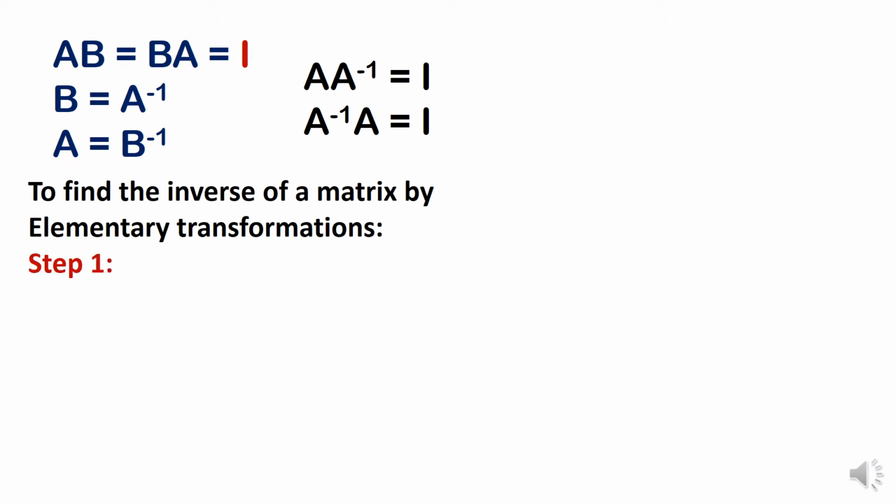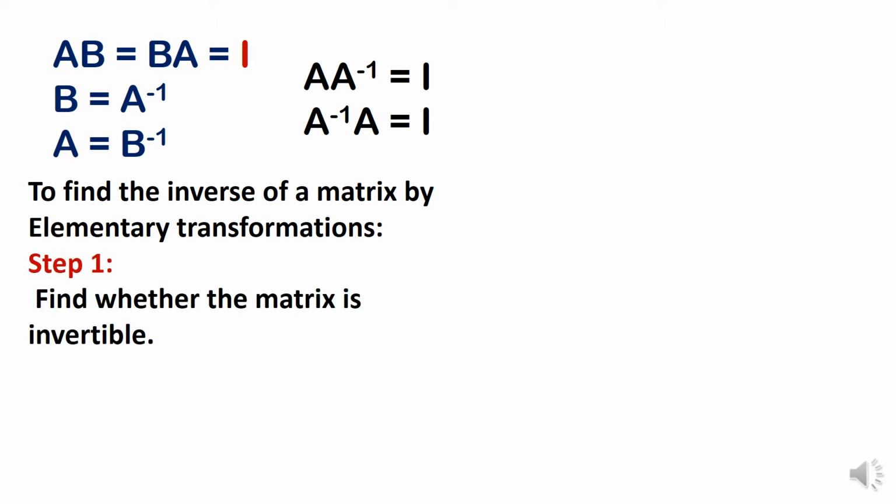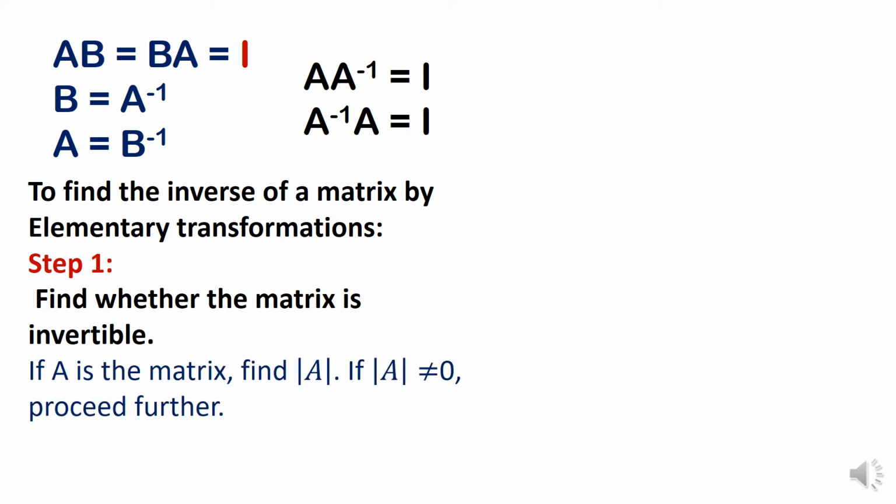The first step, this is a compulsory step, find whether the matrix is invertible. Yes, in the last lecture, we had done some sums to find out whether matrices are invertible or not. That is, we have to find out whether mod A comes out to be 0 or not. So if A is a matrix, find the determinant of A, that is mod A. If mod A is 0, then we do not proceed any further because the matrix is non-invertible. But if mod A is not equal to 0, then we can proceed further to the next step.